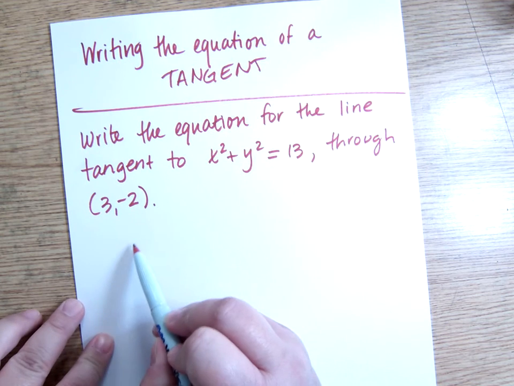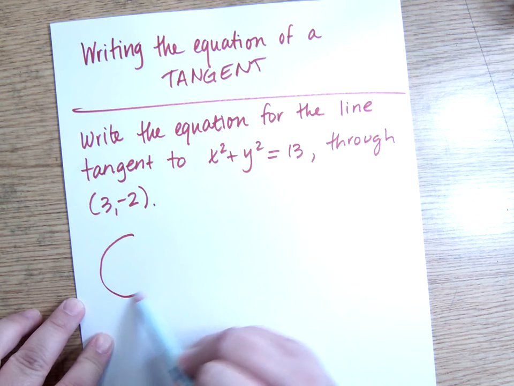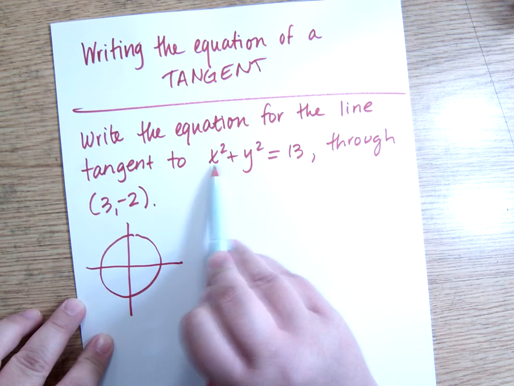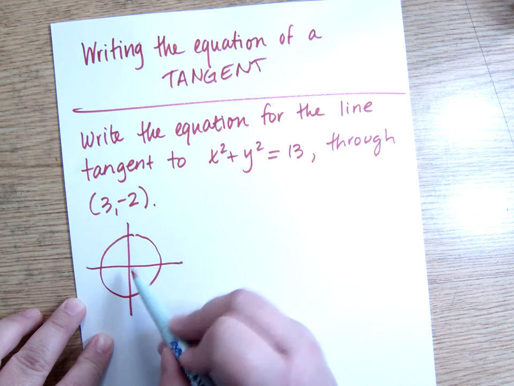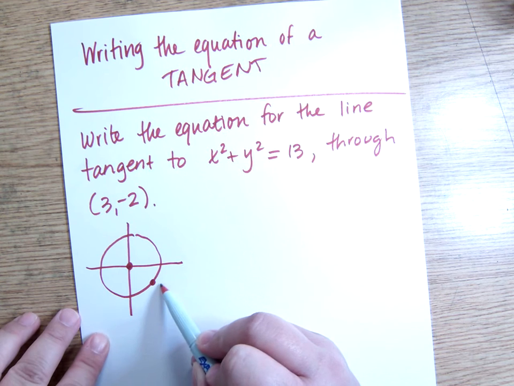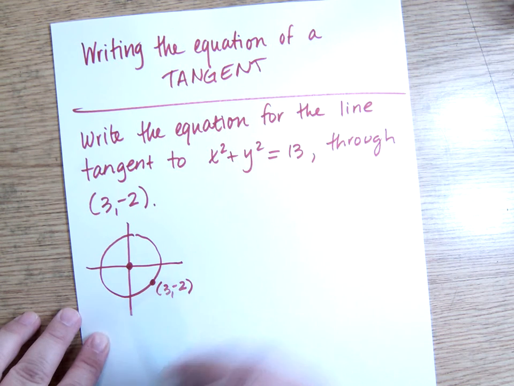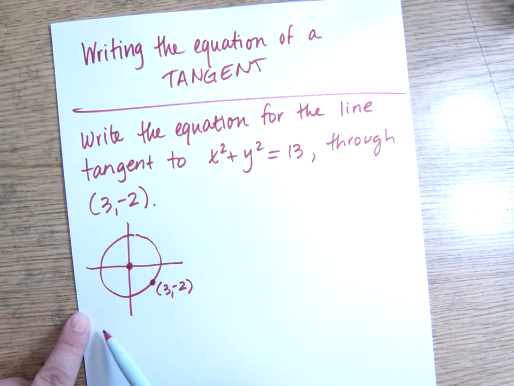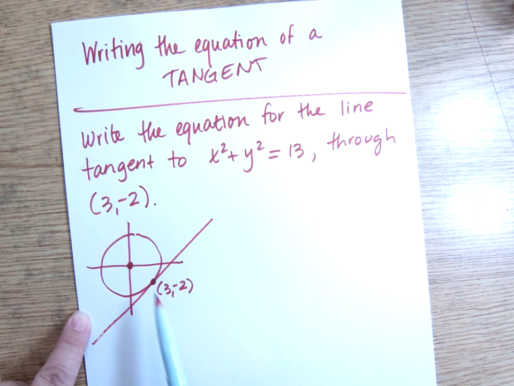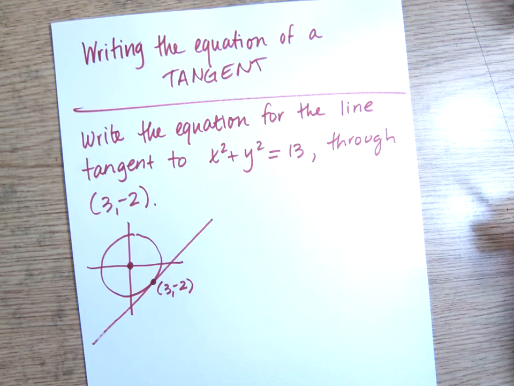So in other words, there's my circle, and you don't have to graph it, but you can. The center of the circle is the origin here. That's why it's x minus 0 and y minus 0. And it goes through the point 3, negative 2. And so the point that you're given is a point that's on the circle. And you're being asked to write the equation of this line, the tangent line that goes through that point and touches the circle in one place only, that place being that point. So here's how you have to do it.